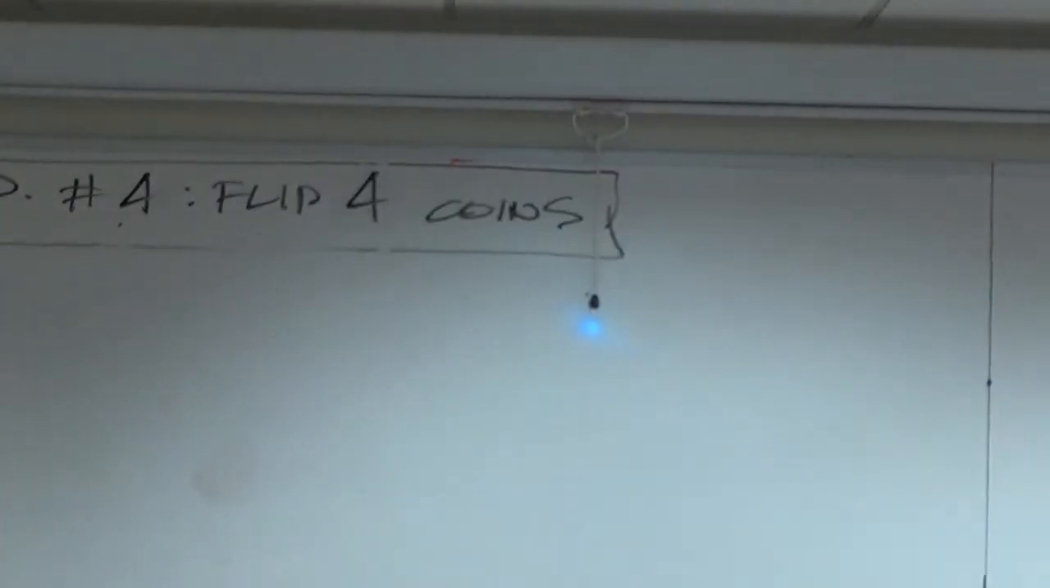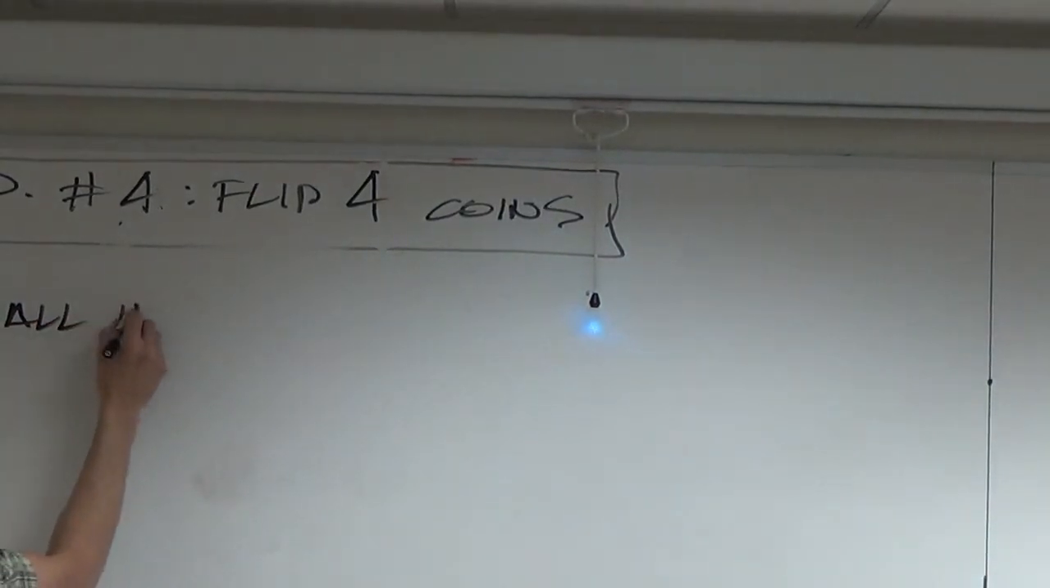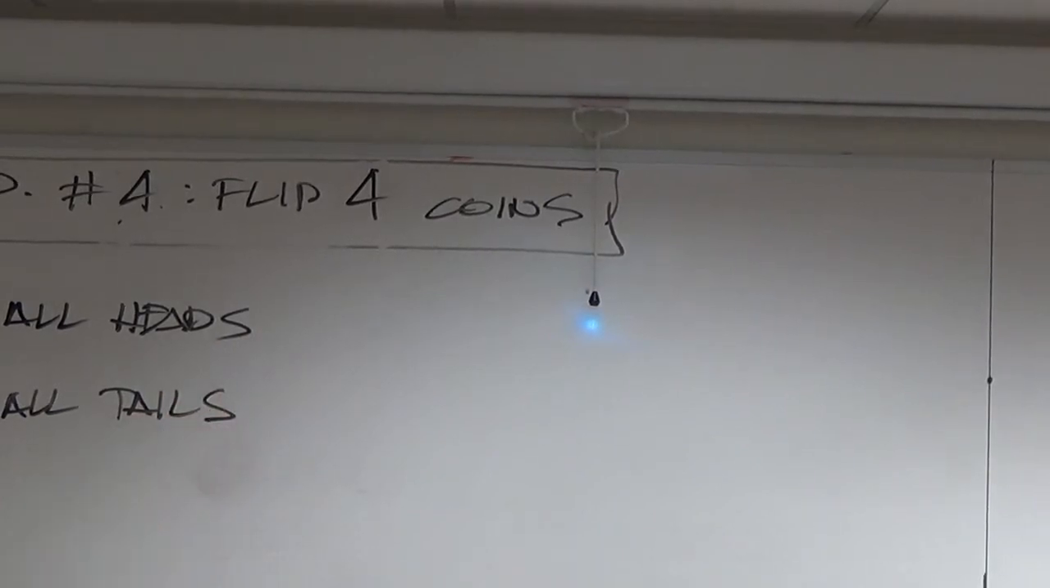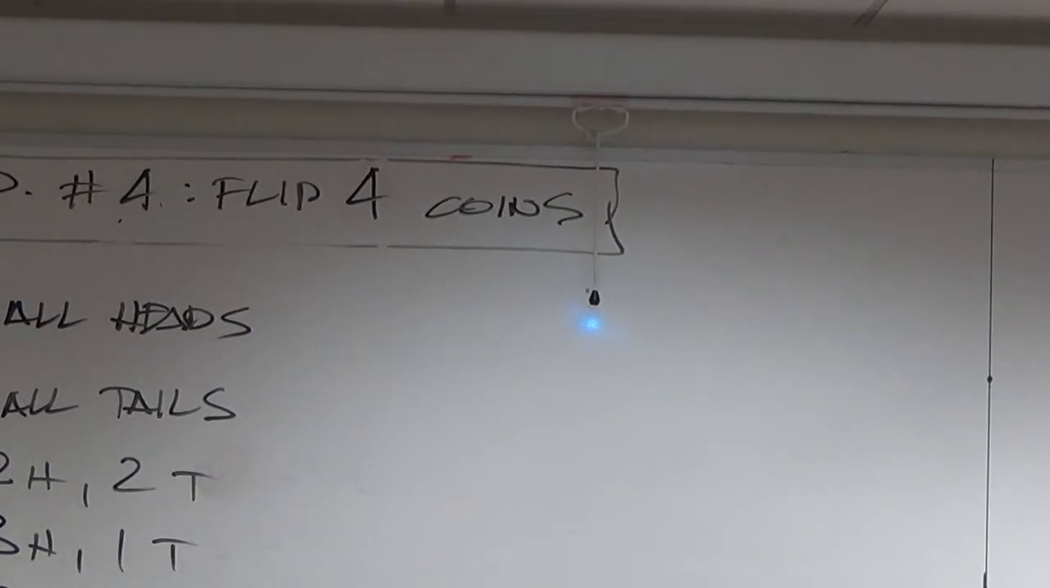But give me some outcomes for 4 coins. What could you get? All tails, all heads. Two heads, two tails. Three tails, one head, or three heads, one tail. That's pretty much it. That's what you can get: all heads, 3 heads, 2 heads, 1 head, or no heads. Hopefully that breaks down to what you could actually get.